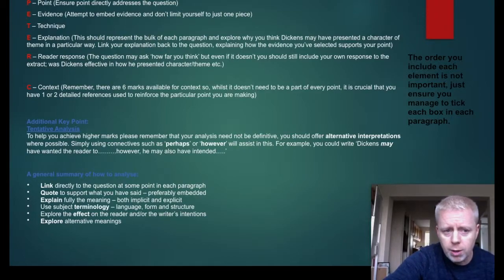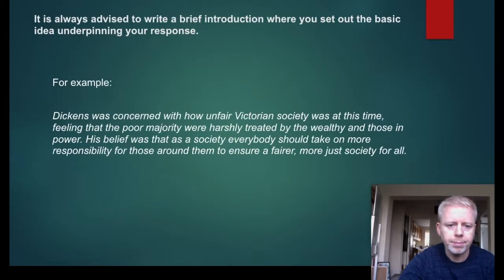Now, the order in which you include these in the paragraph is irrelevant, so long as within each paragraph you can tick these boxes, and link to the question would be one that's possibly omitted from that. So let's use the language of the question in your answer. And a general summary of how to analyse: link, quote, explain, terminology, effect, and alternative meanings. Okay, you can pause the screen and have a look through that in a little bit more detail.